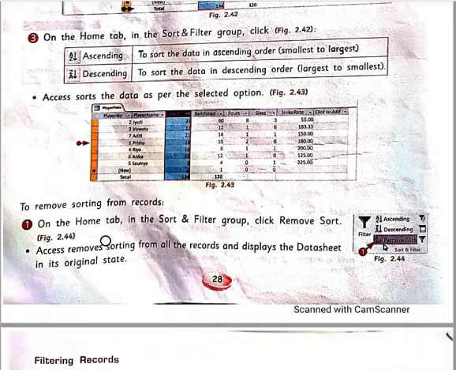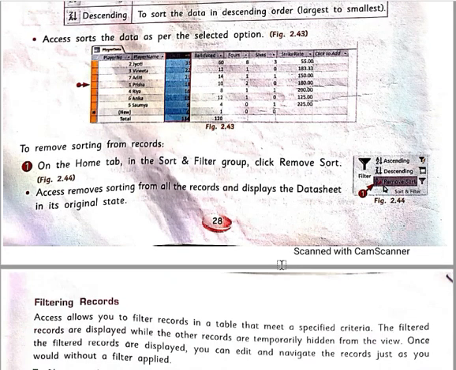Okay, and again if you want to remove that sorting, then on the Home tab in the Sort and Filter group we need to click Remove Sort. This will remove the sort. Okay, and again our data type will be the same as we made in the previous one. Clear?